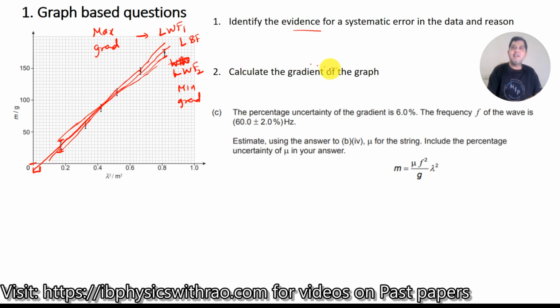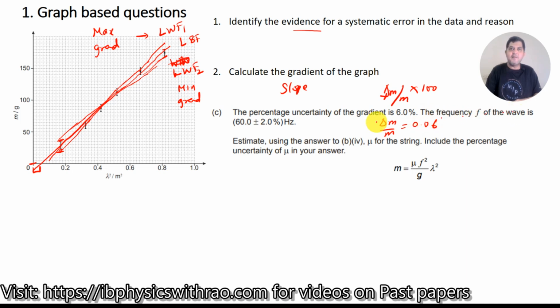Now calculate the gradient of the graph. Gradient, what is the gradient? The slope. So find out the slope. As I told you, take 50% of the y and x axis, get the slope. You're doing this, okay? Now from the graph, we are moving to uncertainties. So these kinds of questions can also be asked. The percentage uncertainty of a gradient is 6%. Delta m by m multiplied by 100 is already given as 6%. If I just take delta m by m, this will be 6 by 100, which is 0.06.